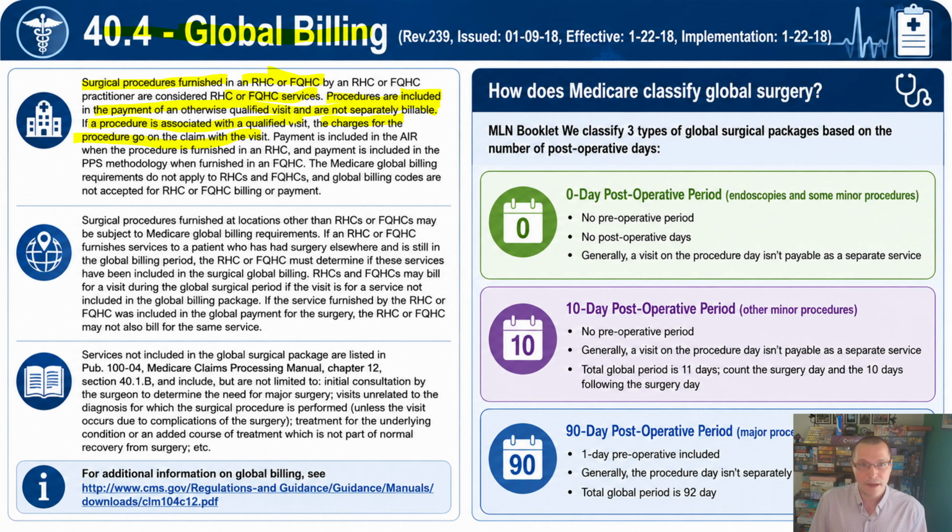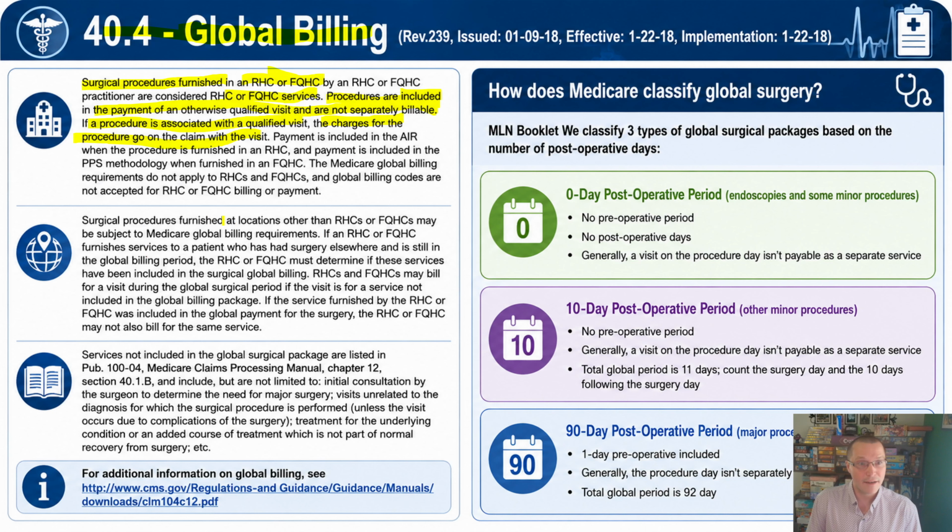So basically what that means is at an FQHC or RHC where you're getting paid PPS rates, you must always report a qualifying visit code to trigger your PPS rate. If you don't report those codes, obviously you will not get that payment for it. So just make certain you're always reporting an E&M code whenever you're doing a procedure in-house to a PPS payer.